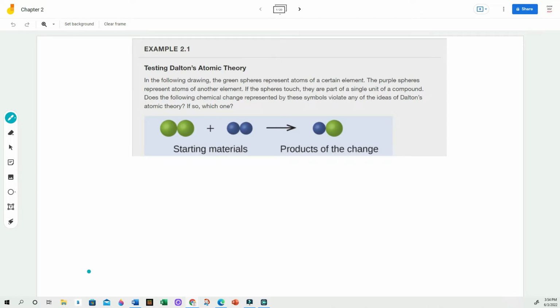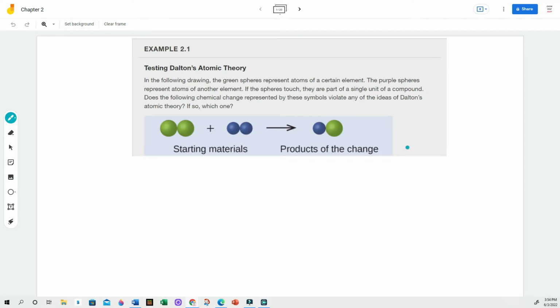In the following drawing, the green spheres represent atoms of a certain element. The purple spheres represent atoms of another element. If the spheres touch, they are part of a single unit of a compound. Does the following chemical change represented by these symbols violate any of the ideas of Dalton's atomic theory? If so, which one? Well, I'm not sure how this is showing up on your screen, but these look more like blue spheres here than purple, but we'll go with it. That's fine. We've got two different colors.